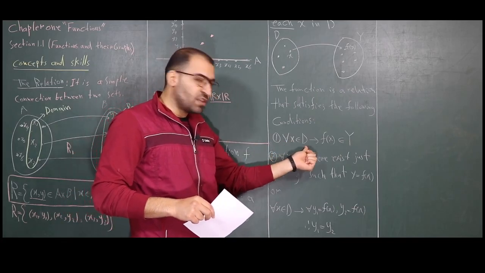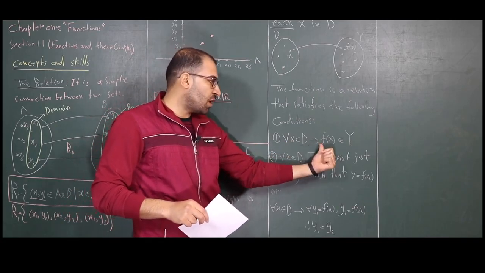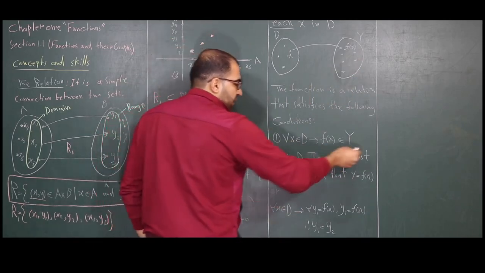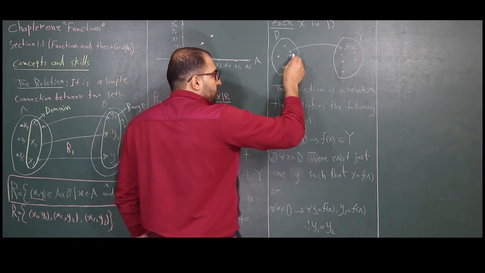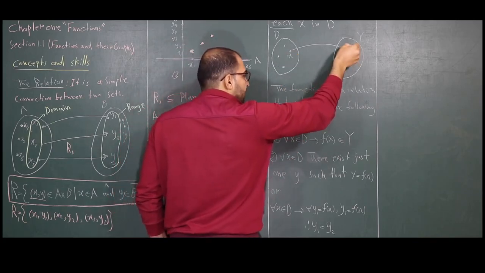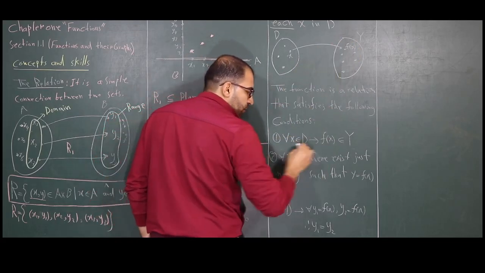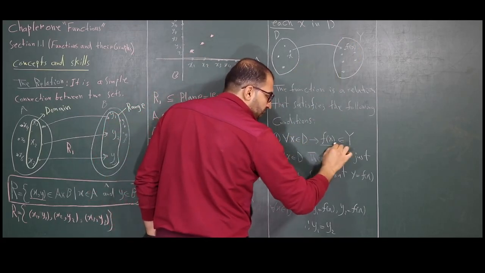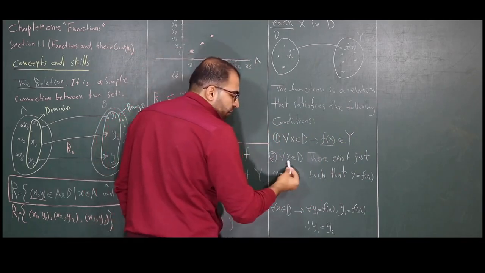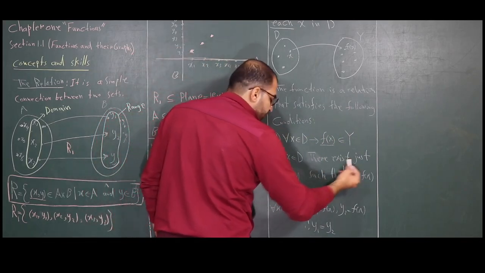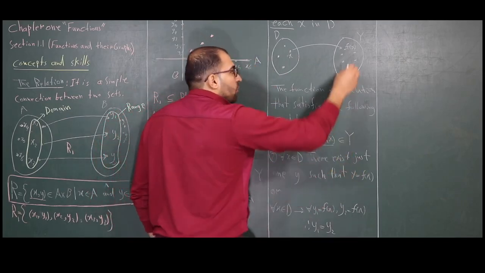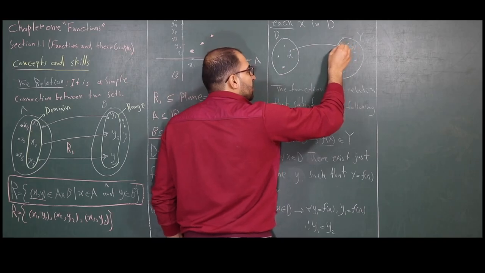For each x in D, there will be f of x equal to y. So mathematically, I would say for every element here, it's connected to f of x here. So f of x belongs to Y. The second condition, for every x in D, there exists just one y, such that y equals f of x. By y, I mean this element.